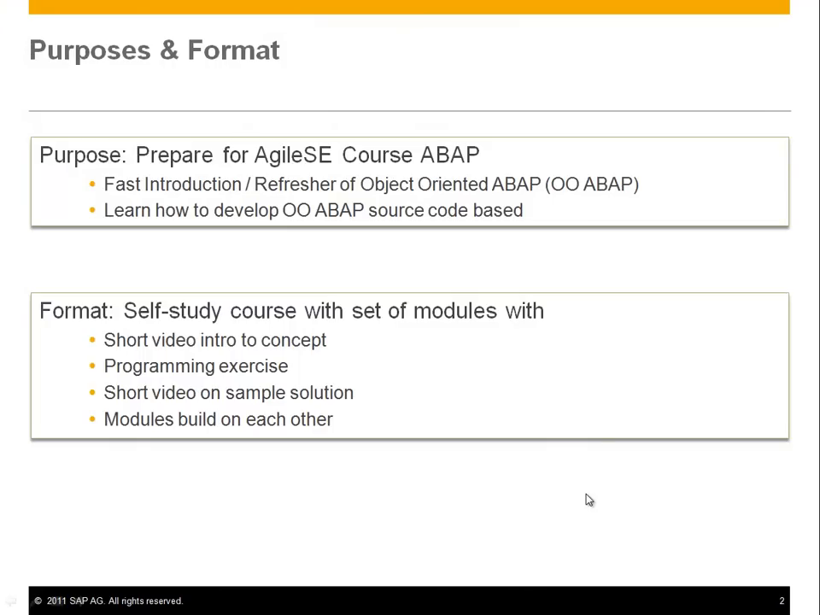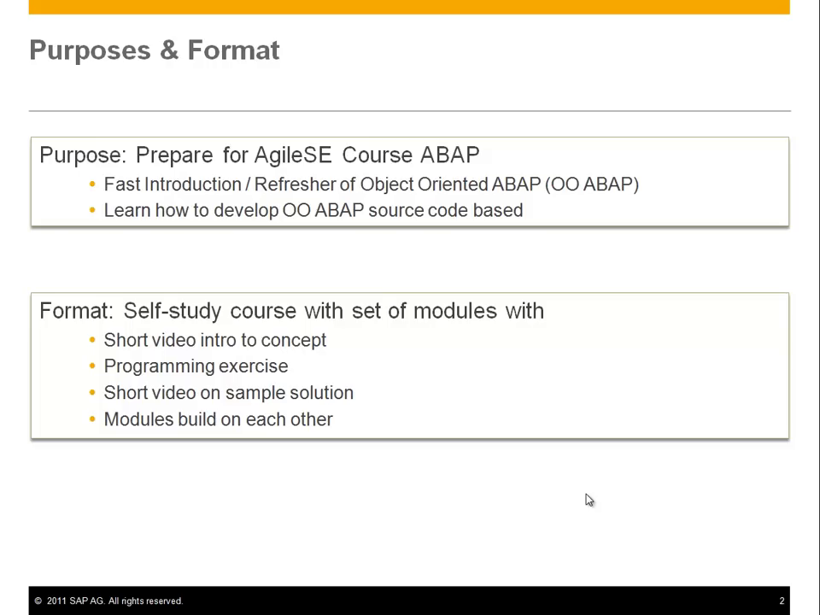The purpose of this little course is really to prepare you for the Agile Software Engineering course, like I said. And if you haven't done a lot of OO programming lately, this is a good way to refresh your memory. But also, maybe you are used to writing global classes, and for unit tests we will write ABAP Objects classes completely source code based, and this is something that not everybody is familiar with. So also in preparation for that, this is one reason why you should look at these examples.